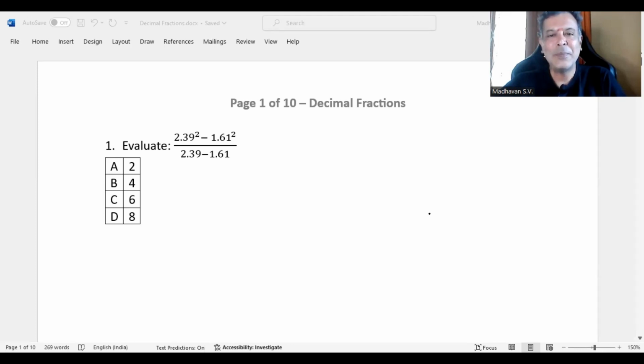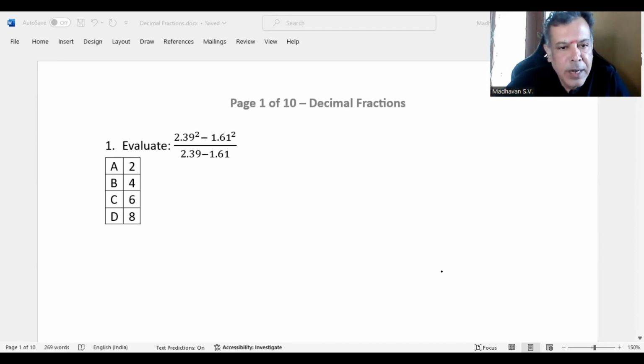Hello, everyone. As a part of quantitative aptitude, the next topic we will be seeing is decimal fractions. The first question: evaluate (2.39 square minus 1.61 square) divided by (2.39 minus 1.61).